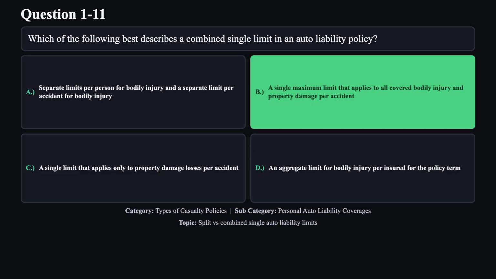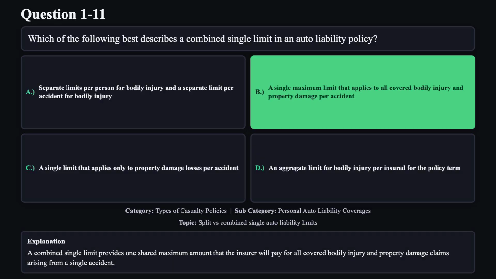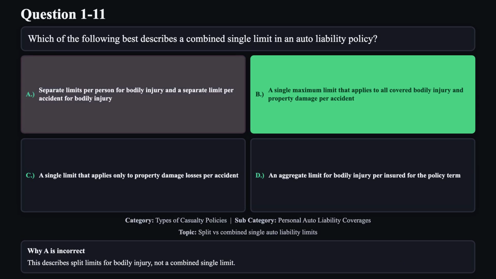The correct answer is B. A combined single limit provides one shared maximum amount that the insurer will pay for all covered bodily injury and property damage claims arising from a single accident. Reason A is not correct. This describes split limits for bodily injury, not a combined single limit.